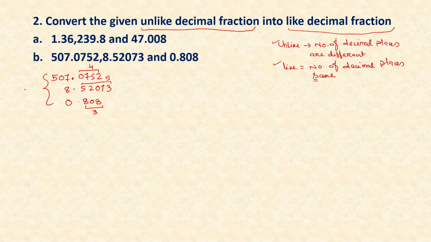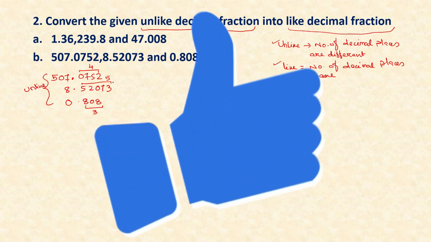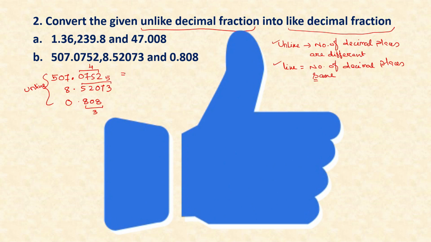So those are unlike decimal fractions. We need to convert all those unlike decimal fractions into like decimal fractions. As we can see, the maximum number of decimal places is 5. So each of the decimal fractions we need to convert into 5 decimal places.